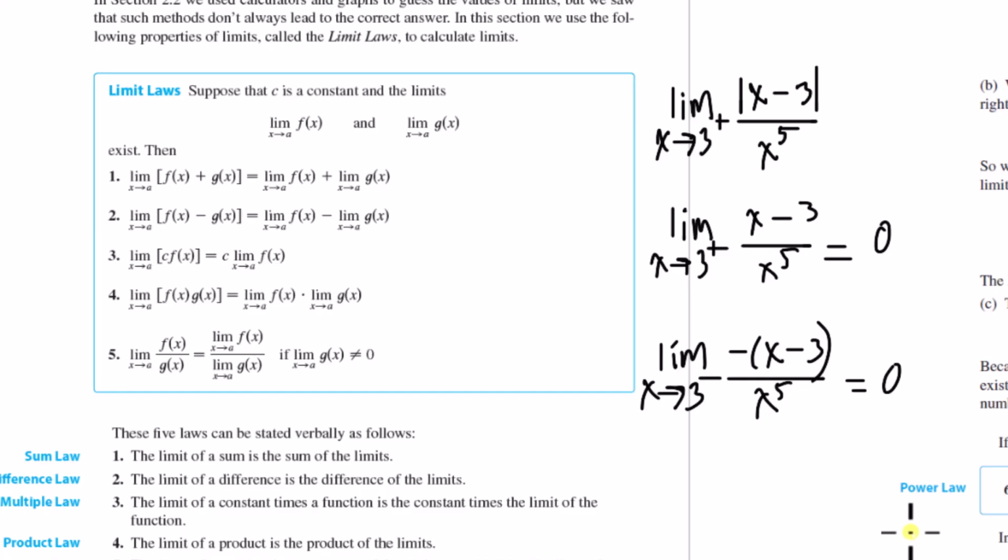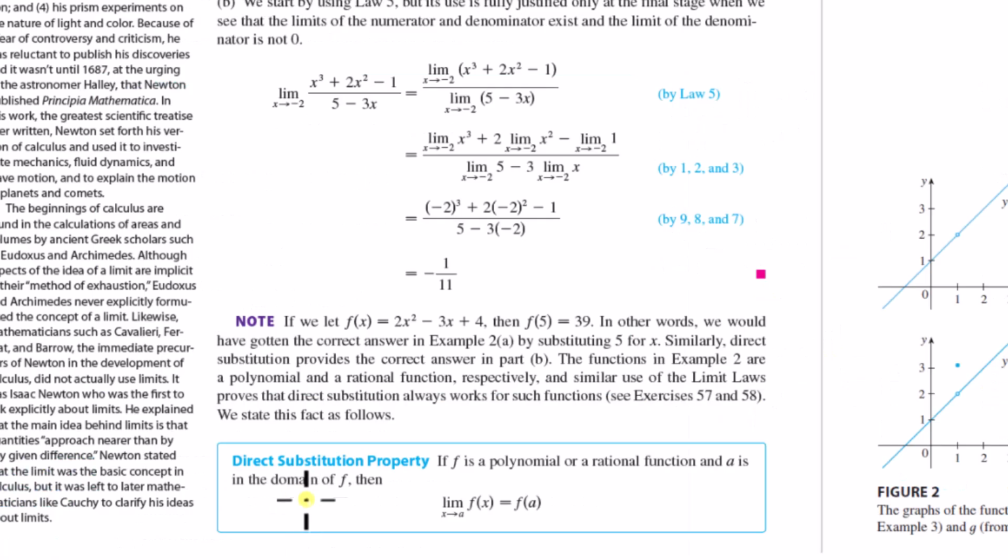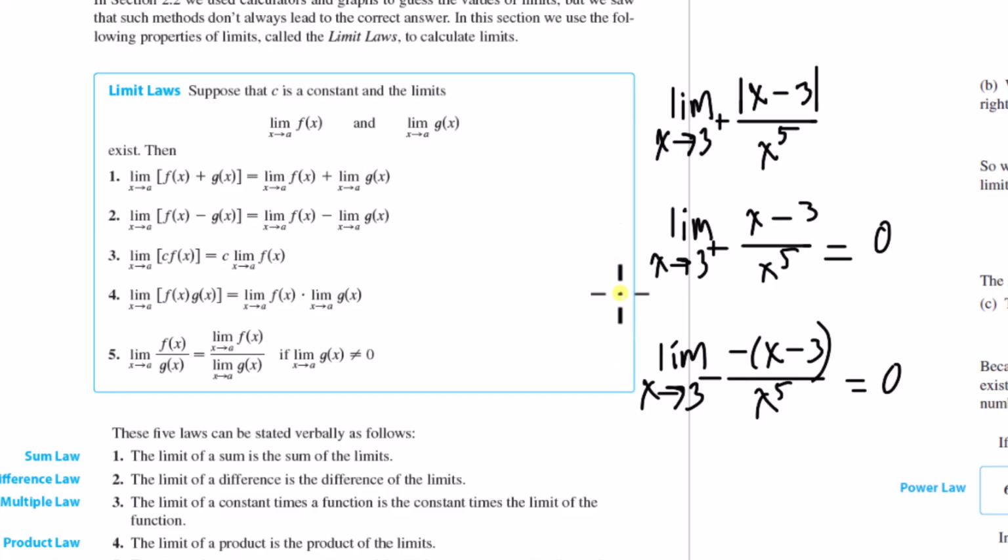And if you're scratching your head a little bit thinking, why can we just automatically apply the direct plug-in rule here? I just plugged the 3 straight in in both of these cases. That property was only discussed in relation to a general two-sided limit: if f is a polynomial or a rational function, and a is in the domain of f, then this is only talking about a two-sided limit. So how could we just automatically go ahead and apply this property for a one-sided limit?